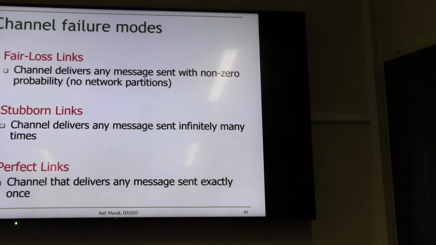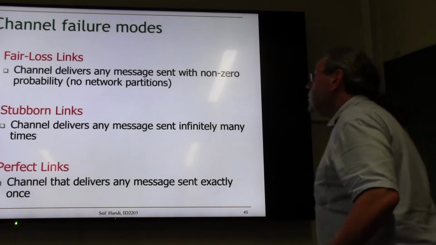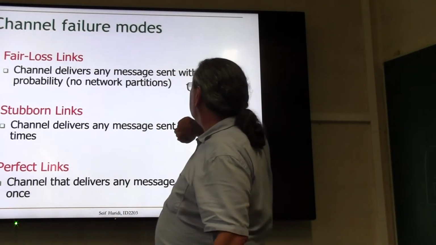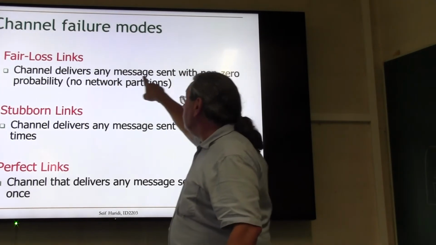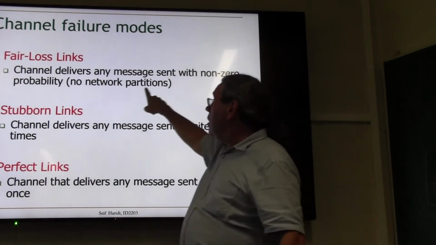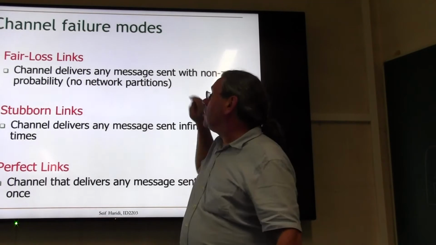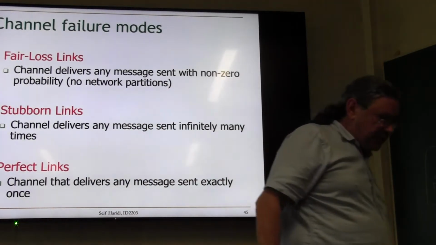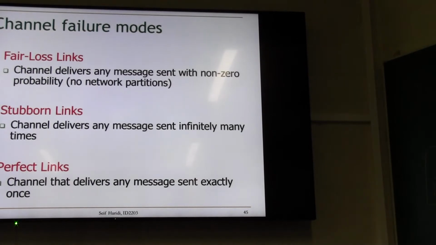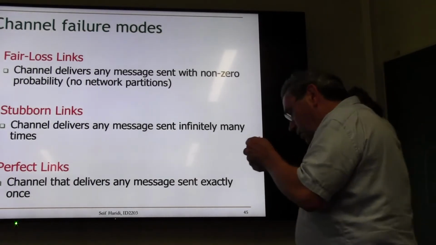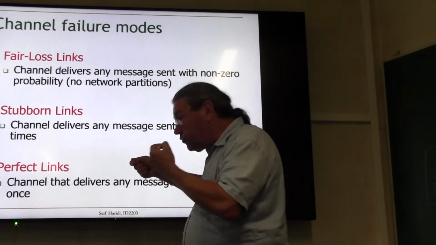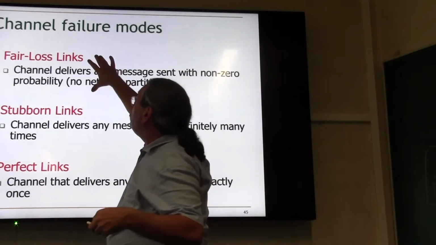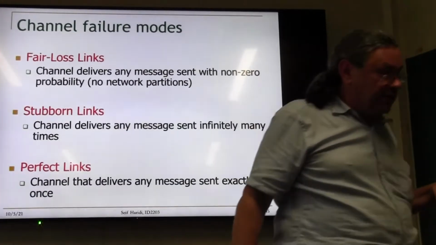So the basic channel that we're going to talk about in this course is called a fair loss link. The channel delivers any message with non-zero probability. So we're assuming no network partitions here, which maybe we'll talk about another time. We just have channels that can sometimes drop messages. In fact, the whole course is built on top of that.